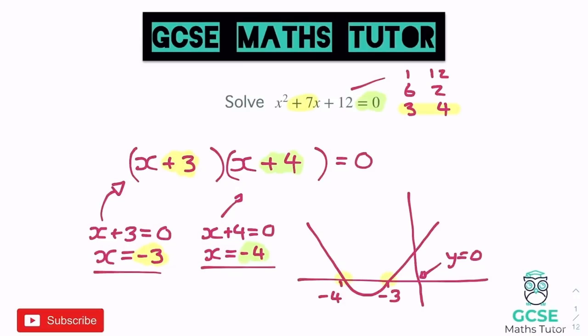You will notice that in these questions we'll tend to get two solutions, unless the two solutions are the same, which can happen as well. But we're always going to get two solutions here, and in this case it was negative 3 and negative 4.